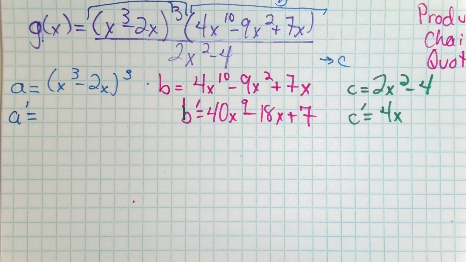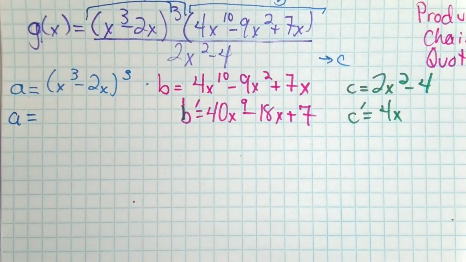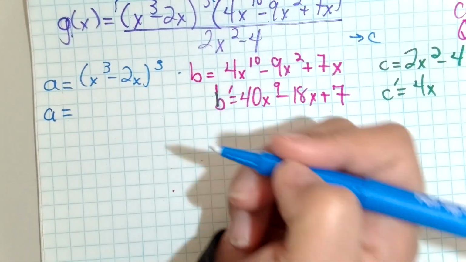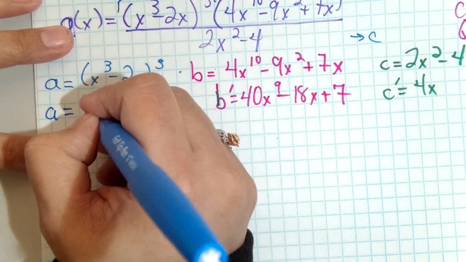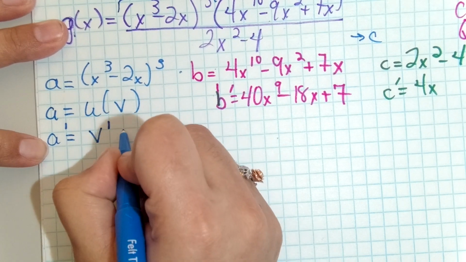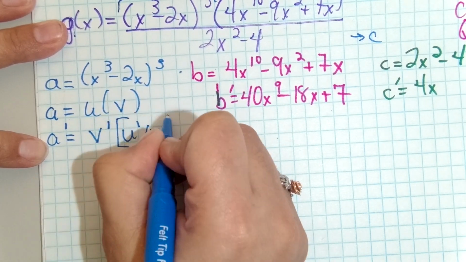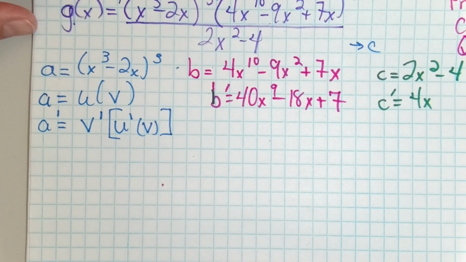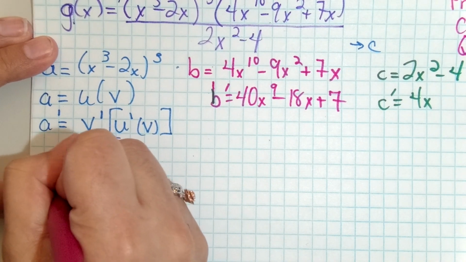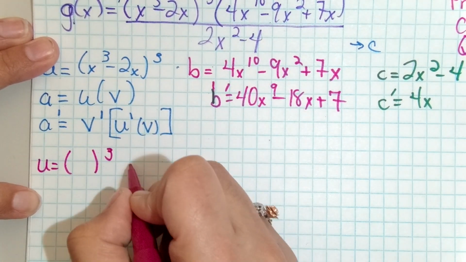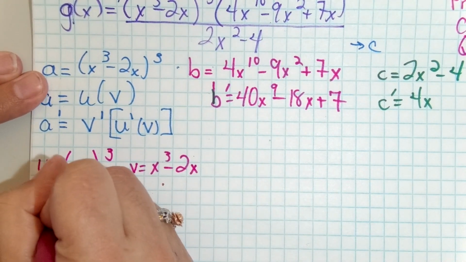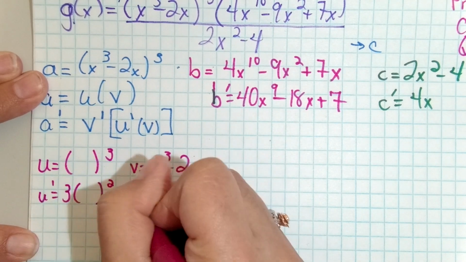Hold on. Let me get white out. So A is equal to U of V. So A prime is equal to V prime times U prime of V. Okay? So I'm going to take the derivative and label U is equal to parentheses cubed. V is equal to x cubed minus 2x. Please stop me if I'm making a mistake, or going too fast.